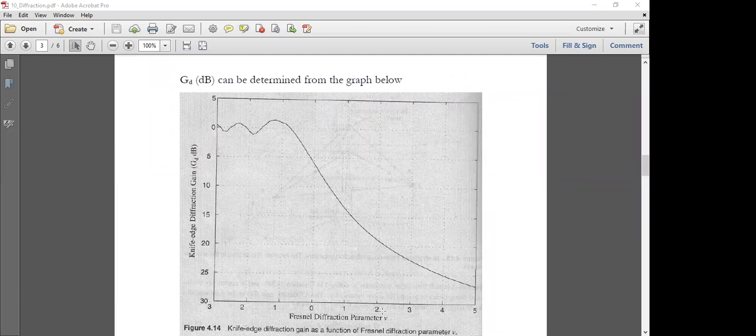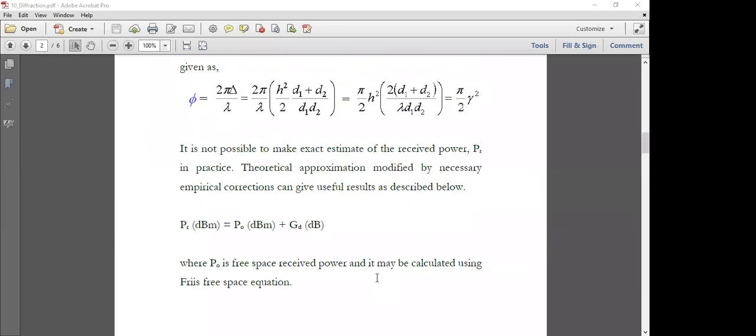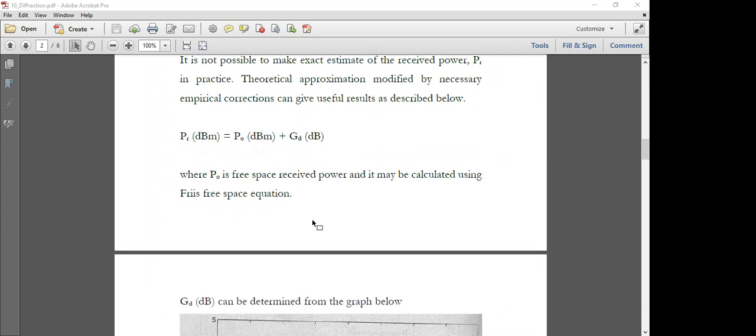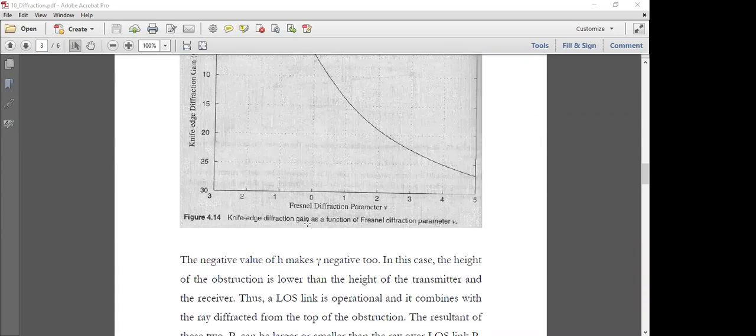Okay, so if your nu is 2, then your G will be like minus 18 dB. All these are negative values. I told you before that G should typically be negative. If it is 4, then minus 25 dB. So earlier you calculated P naught, although you don't have a direct ray. Then just subtract 25 from there, or add minus 25, so that will give you the power that you get out of diffraction.